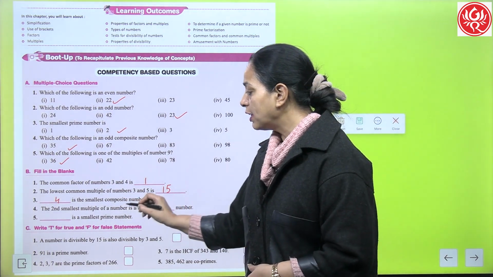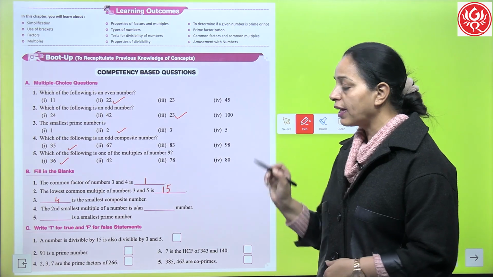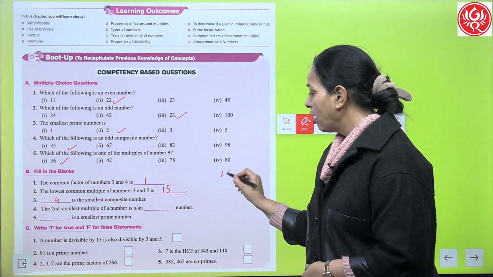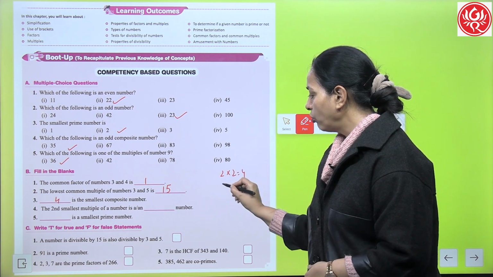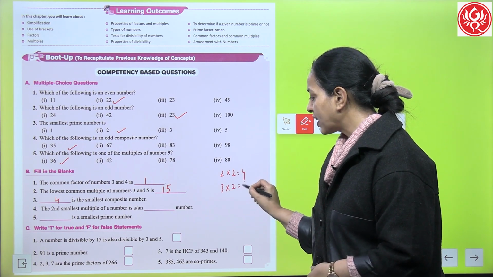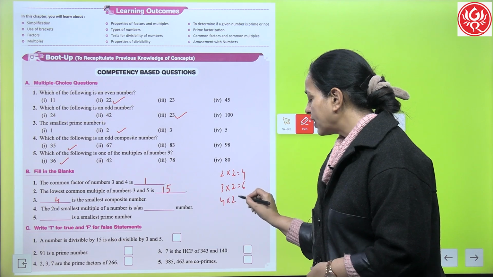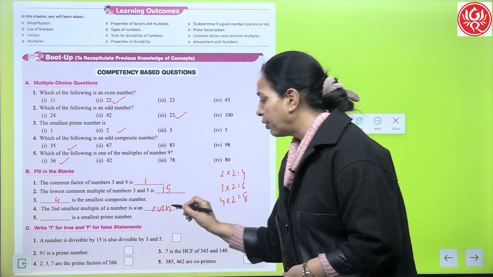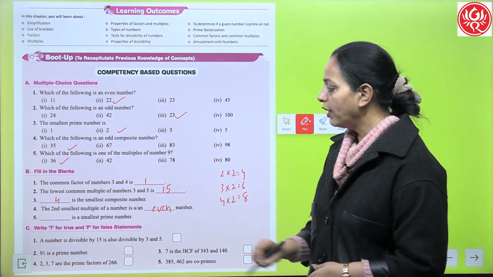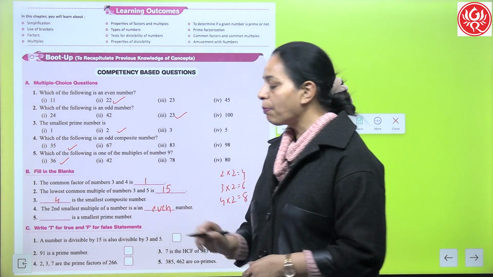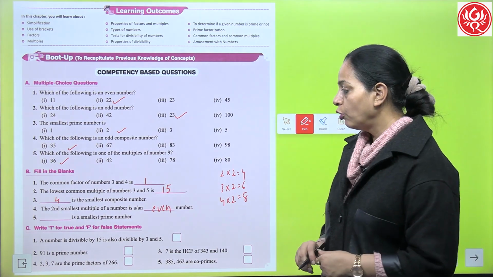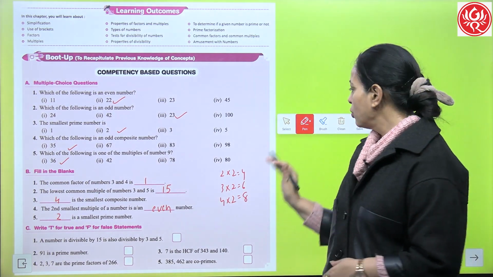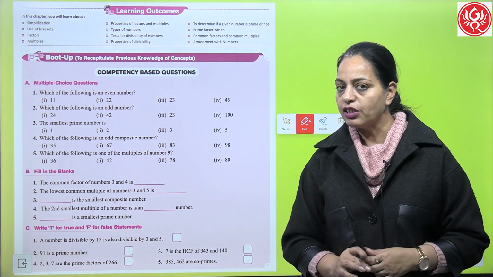Second smallest multiple of a number, what will be the second multiple of any number? See, 2 twos are 4. 3 twos are 6. 4 twos are 8. So that is an even number, right? Now the fifth one, dash is the smallest prime number. You know, 2 is the smallest prime number. So I hope these are clear to you.